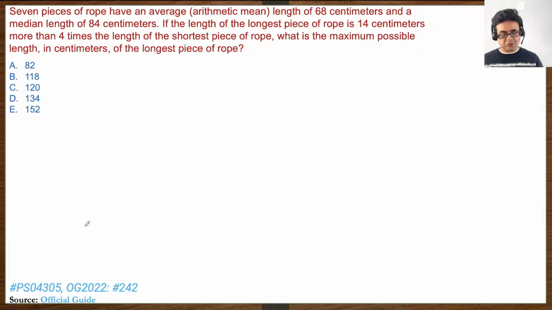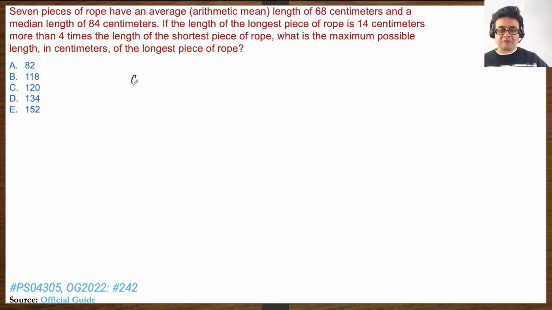So the first step to solve these questions, and any of these statistics questions, is to first write down the 7 things, because it's given there are 7 items, right? And also we assume an order. You can assume ascending order, you can assume descending order, but always assume an order, because median is defined after you have arranged the pieces in a particular order, right?